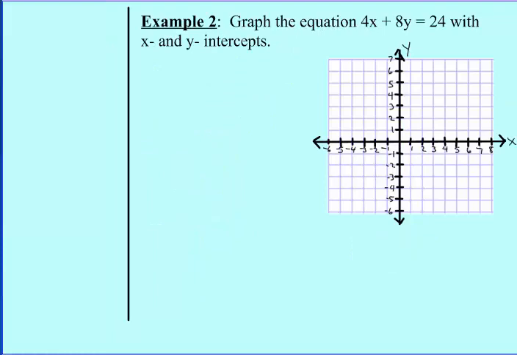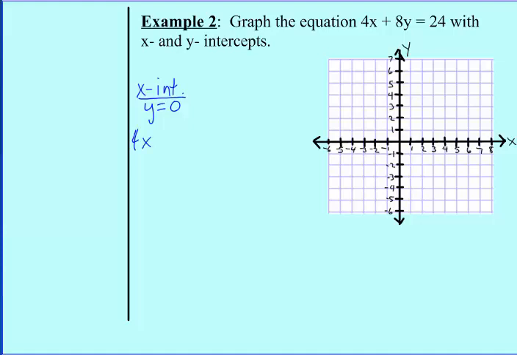Next example, we are now going to use that to graph this equation using the x and y intercepts. So you would start the same way we did on the previous example. Find the x-intercept, and you can abbreviate it INT. So x-intercept, what do we know about all x-intercepts? The y is equal to 0. So I'm going to plug that into my equation.